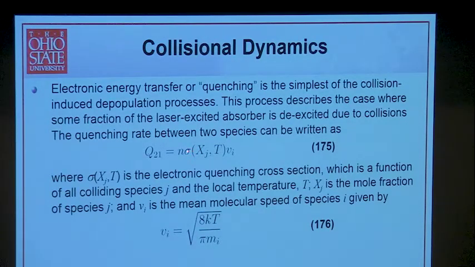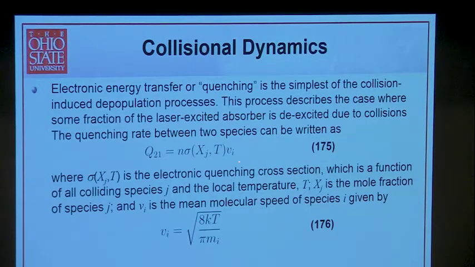Okay, this is collisions. And we have an N, which is a number density. The cross-section, which we call the electronic quenching cross-section, is a function of all the colliding species, and it changes as a function of those species. And it's a function of temperature. So, let's say you're doing a measurement in OH: the collision cross-section between OH and water, OH and nitrogen, and OH and oxygen are all different. So every collision partner has a different cross-section, and it changes as a function of temperature.